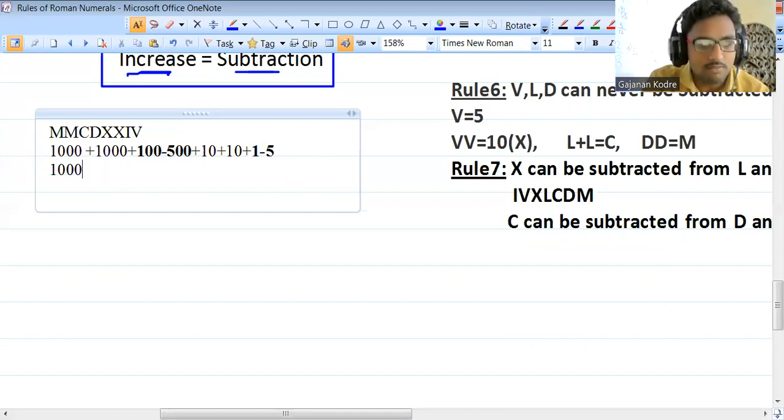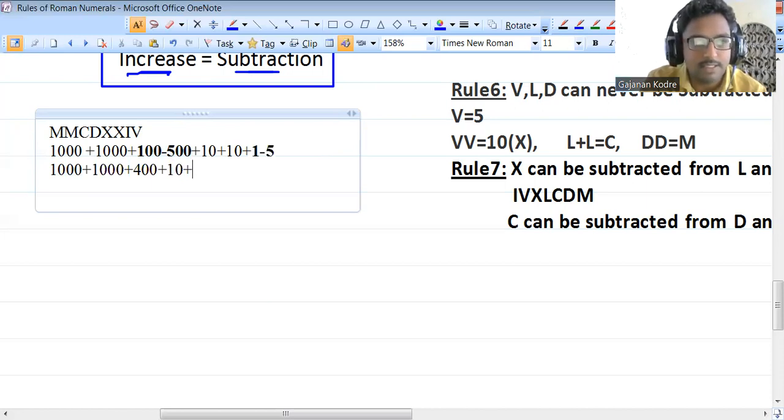सो 1000 प्लस 1000 प्लस 100 minus 500. Now 100 minus 500 we do not write minus 400 है ना. यहाँ पे क्या करते हैं? 500 minus 100 करते हैं. तो 500 minus 100 क्या होगा? 400 प्लस this 10.